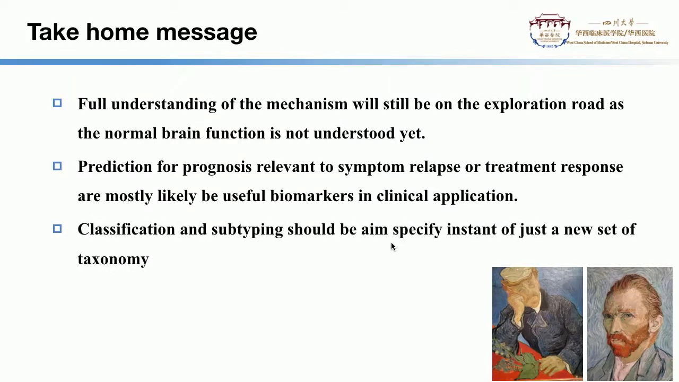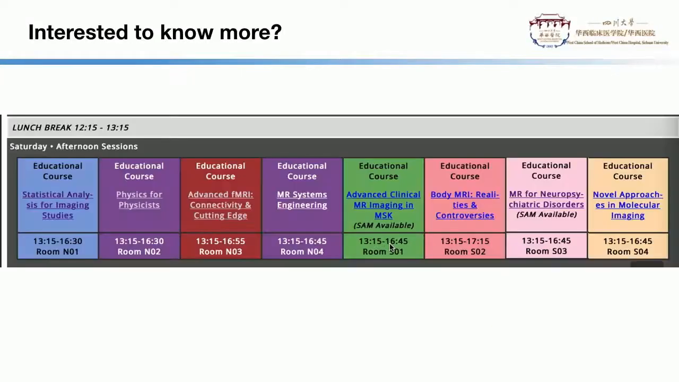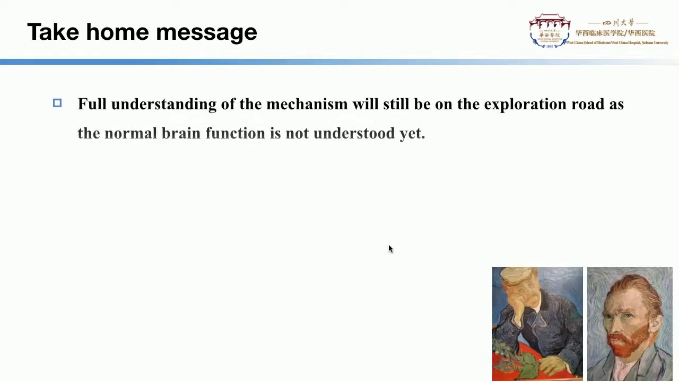And the third thing, classification and subtyping should be aim-specific instead of just a new set of taxonomy. So we don't want to have a symptom-based classification, and then change it totally to some AI-born machine learning, how can I say, new taxonomy, where still we don't know what to do with it.